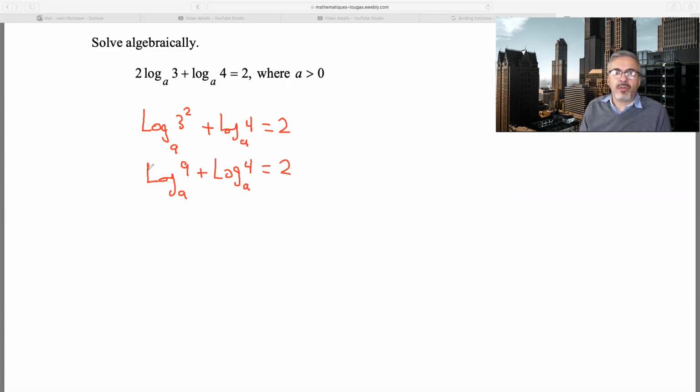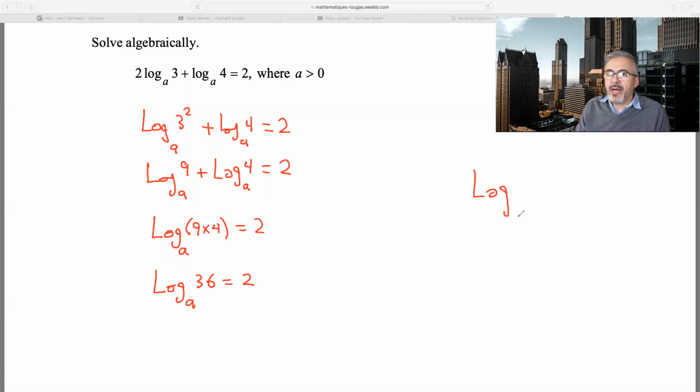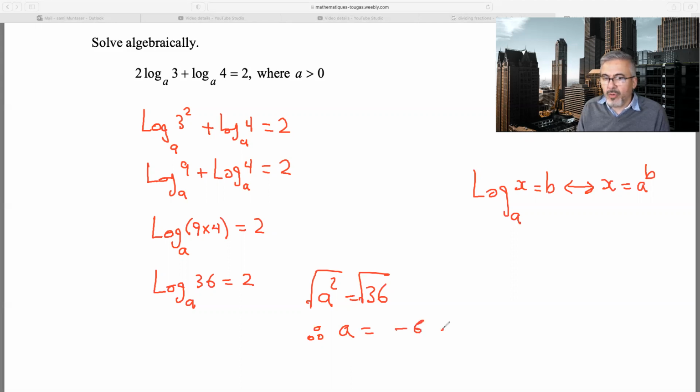Now, when you have two logs added, you could write them as one log, and just multiply the 9 and 4. Log base a of 36 equals 2. And now we go back to log base a of x equals b is the same as x equals a to the b. So we could change this to exponential form. So a squared should equal 36. And therefore, if you square root both sides, you're going to get a equals -6 or +6.